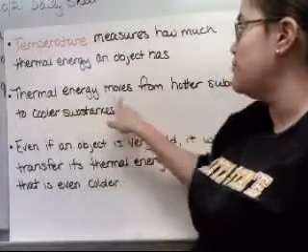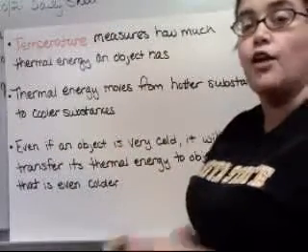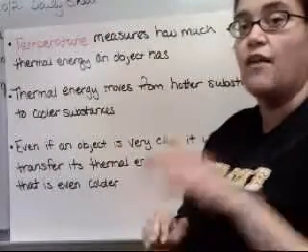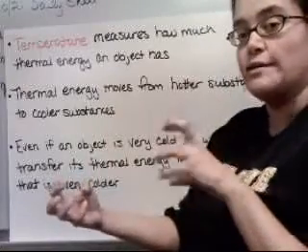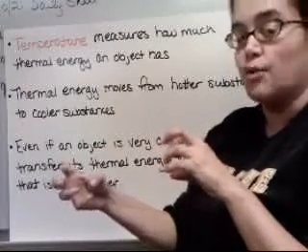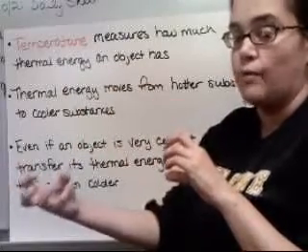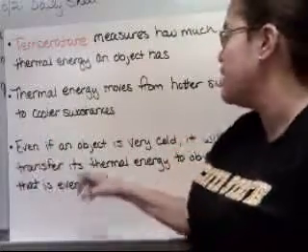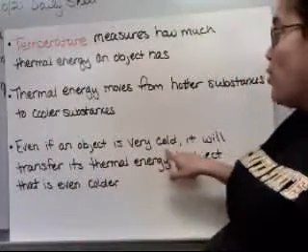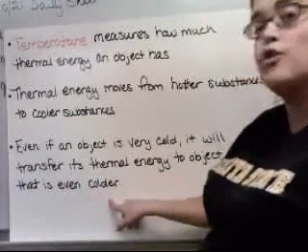So thermal energy moves from hotter substances to cooler substances. It always moves in the direction of hotter to cooler. So if you have two objects, one is hot, one is cold, the thermal energy is going to transfer from the hot object into the cold object. Every time, always. Hot to cold. Even if an object is very cold, it will transfer its thermal energy to an object that is even colder.